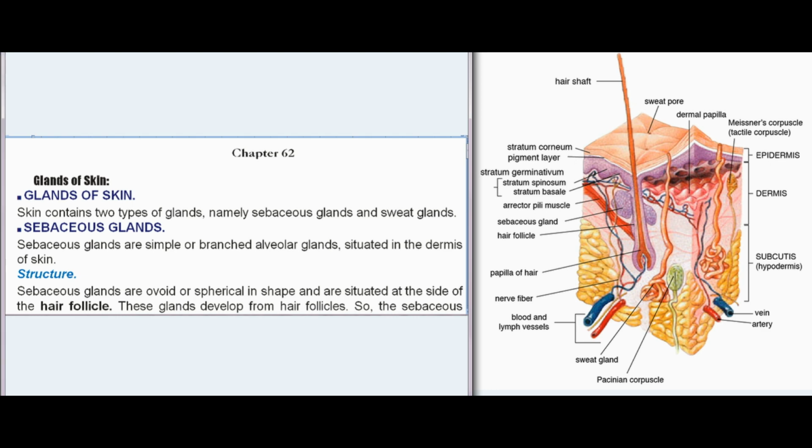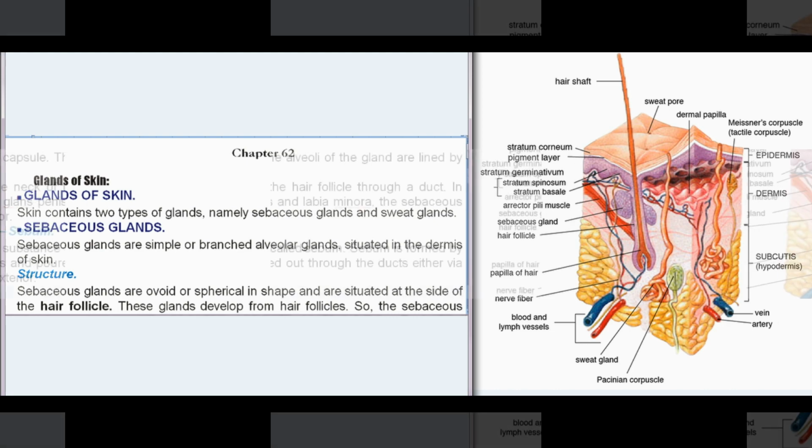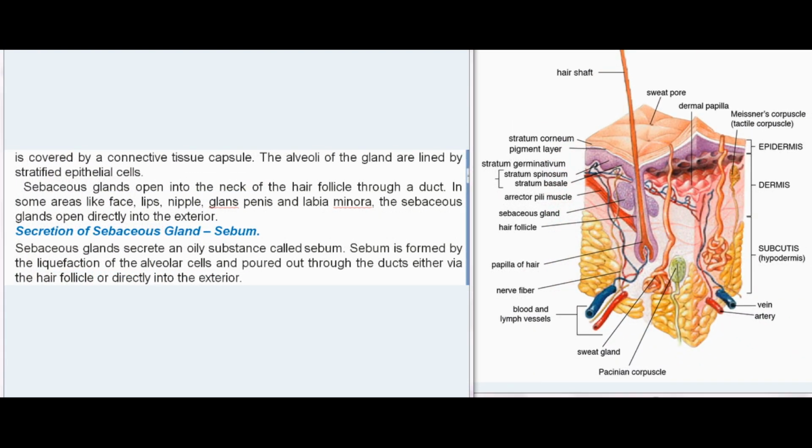Structure. Sebaceous glands are ovoid or spherical in shape and are situated at the side of the hair follicle. These glands develop from hair follicles. So, the sebaceous glands are absent over the thick skin, which is devoid of hair follicles. Each gland is covered by a connective tissue capsule.